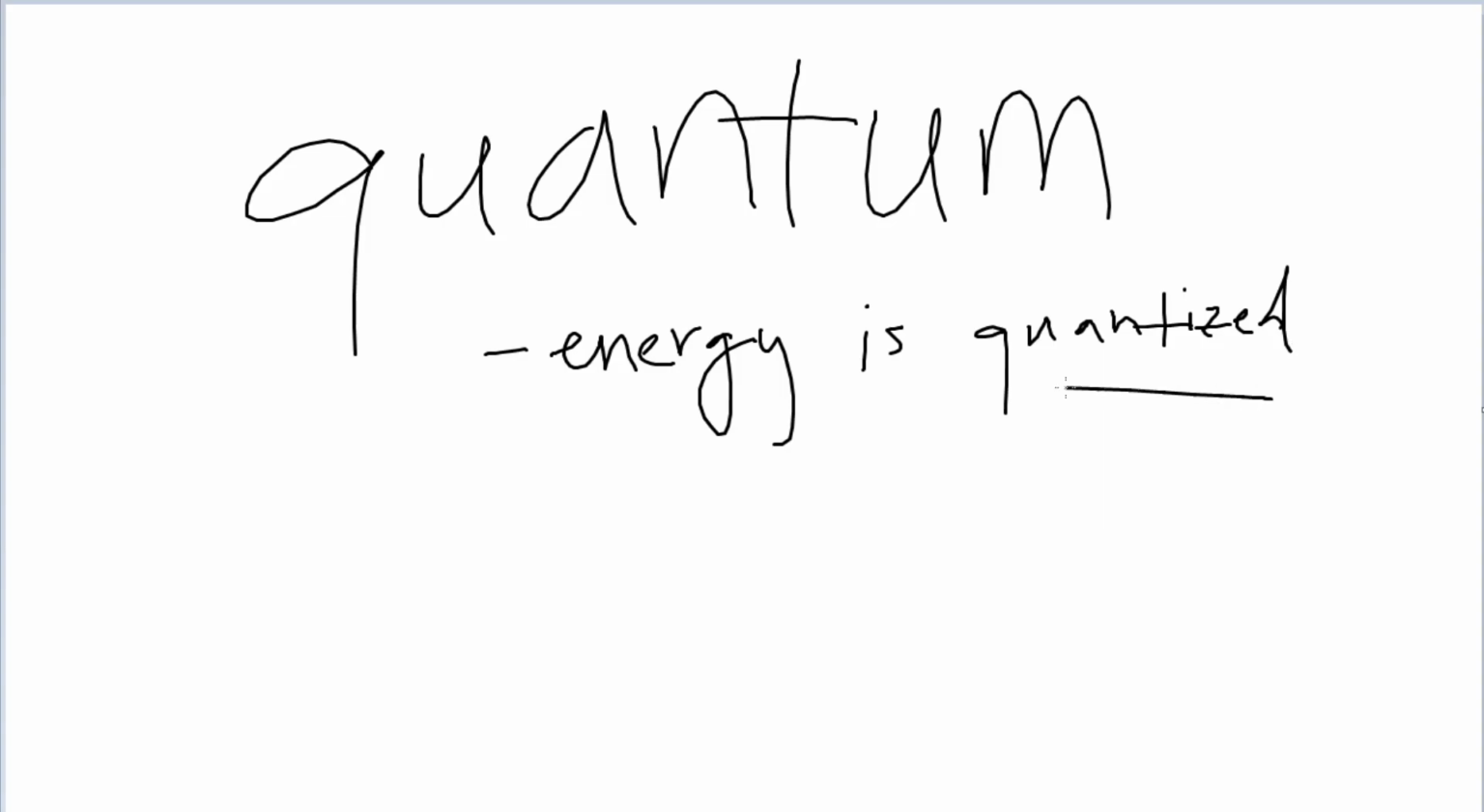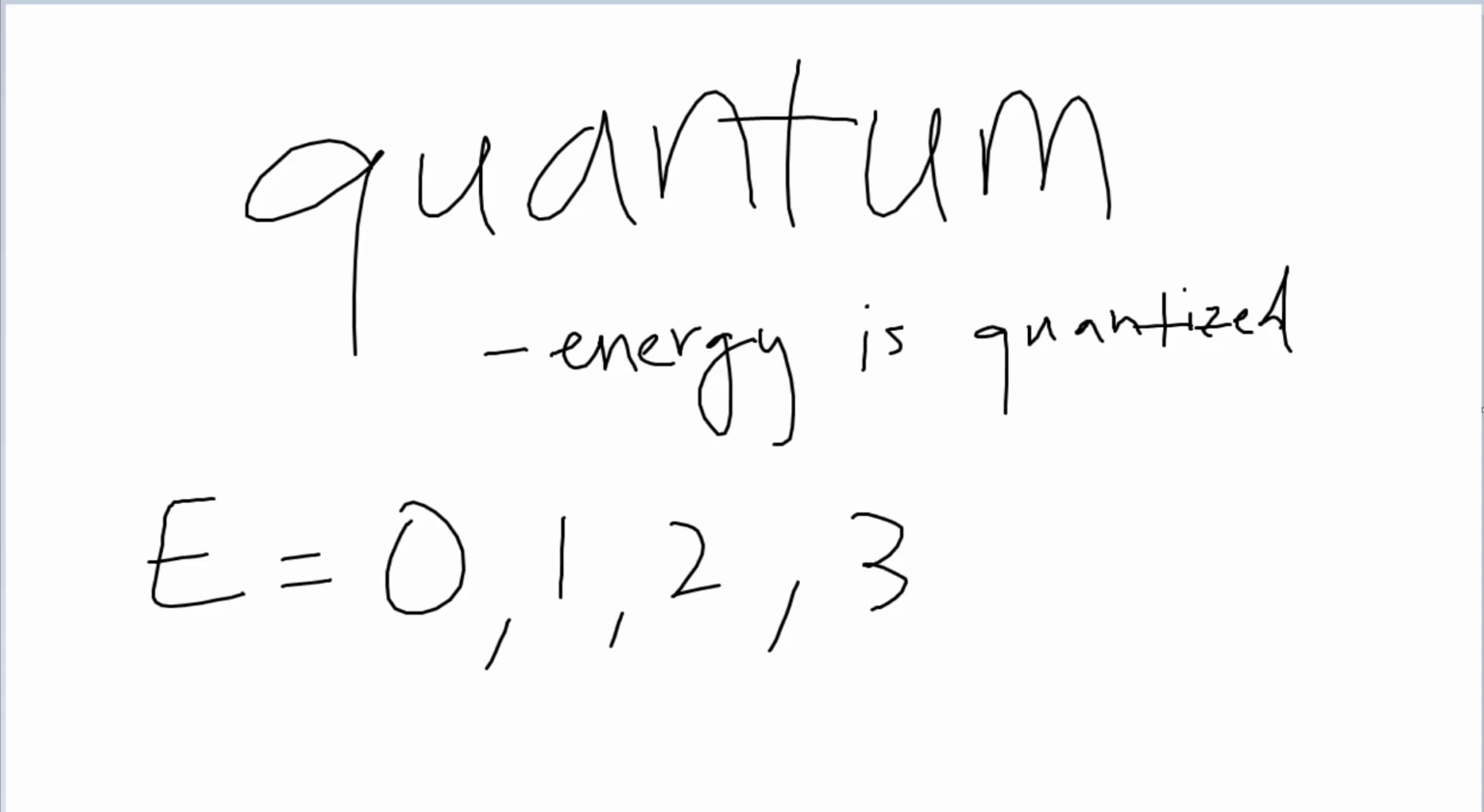And what quantized energy, energy coming in packets, basically means is that the amount of energy that a given object, any particle, has can be expressed as an integer value, and it cannot be expressed as anything in between, meaning that you can have 0, 1, 2, 3 units of some energy, but you can't have 0.5 units of that energy. You can't have 3.2 units of that energy. It has to be expressed as an integer value of some sort.